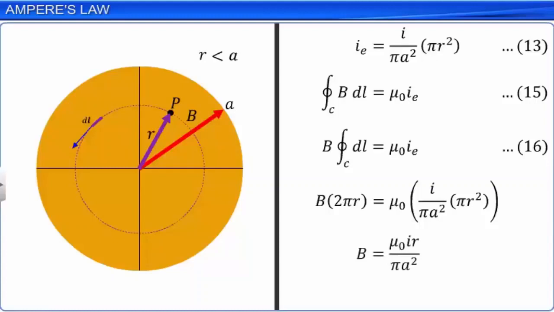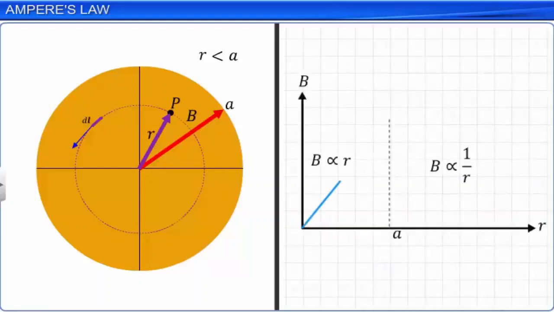This equation shows that for all points where r is less than a, the magnetic induction B is directly proportional to r. If we plot a graph taking the distance from the current on x-axis and the magnetic field induction on y-axis, the graph is as shown. From the graph, it is clear that the magnetic induction varies linearly from the center of the cross-section of the wire to the periphery of the wire. And for all the points outside the conductor, the magnetic induction decreases with the increase in the distance from the center of the wire.